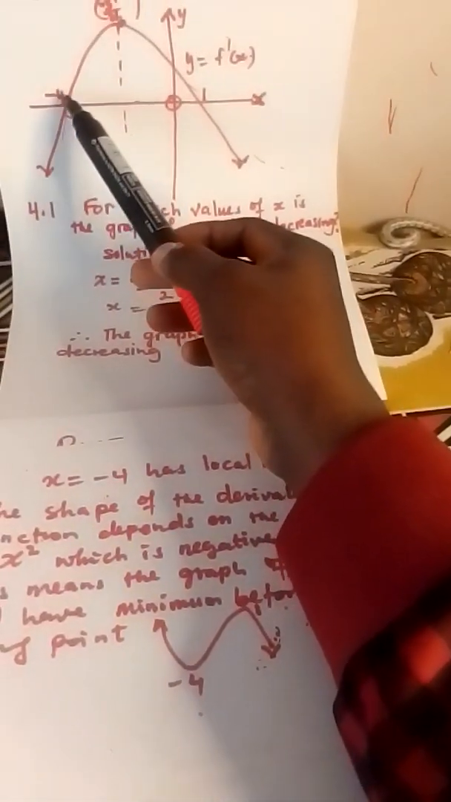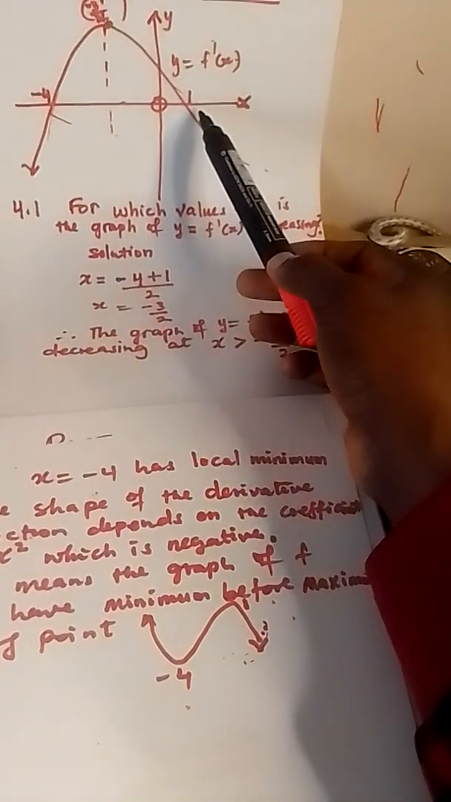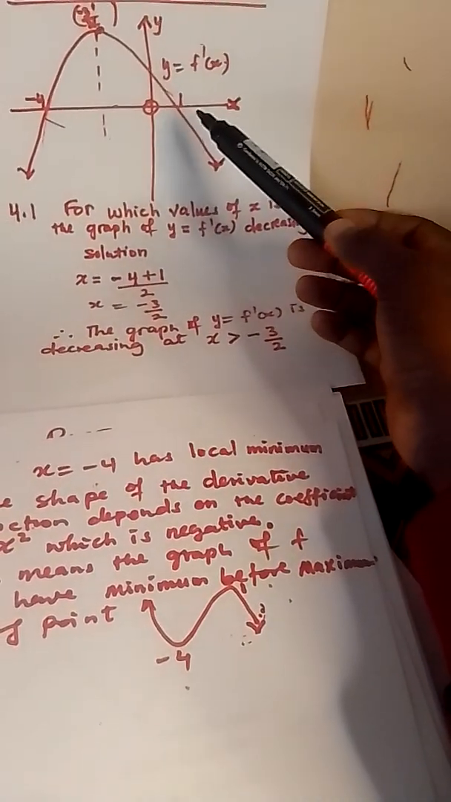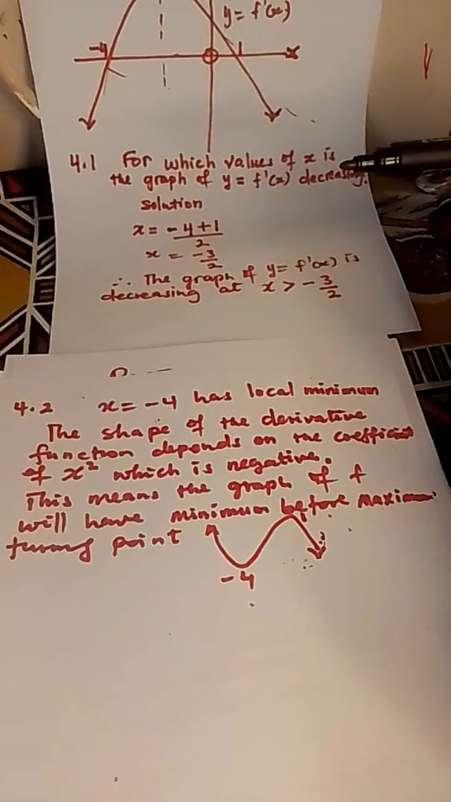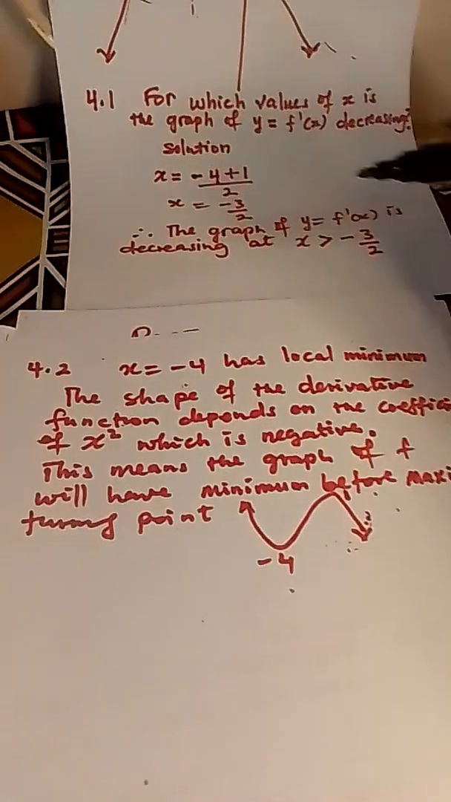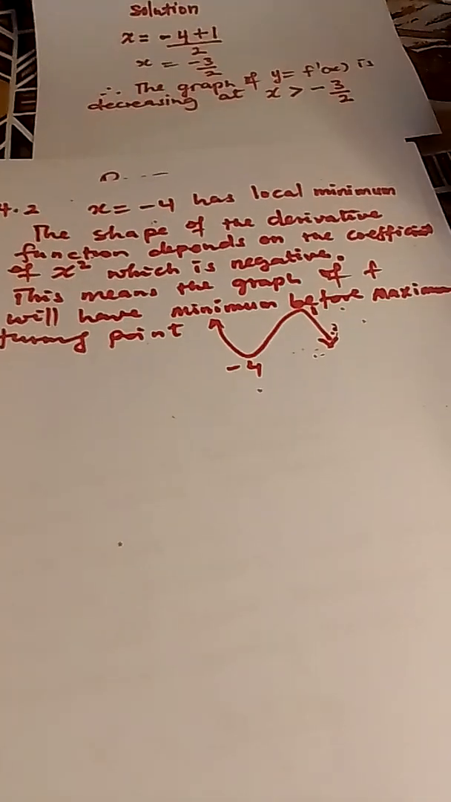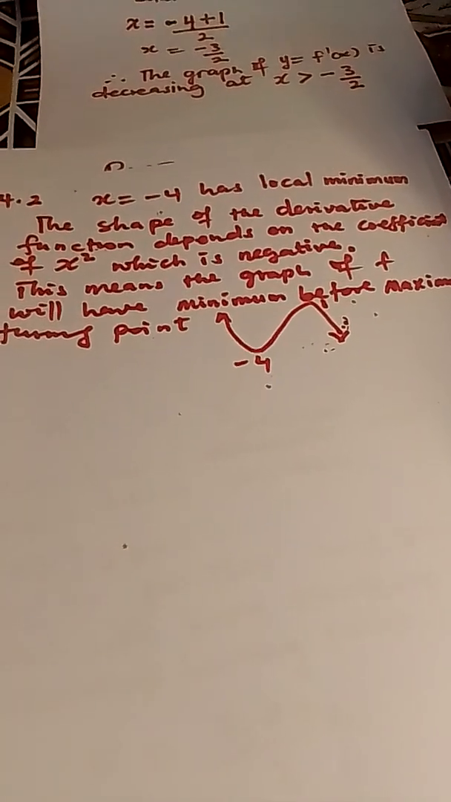So these numbers that you are seeing on the x-intercept here on the parabola are also the stationary or turning points of the cubic function. I hope you understand what I'm talking about here. So that's where we are now. The graph will have a minimum at x = -4.